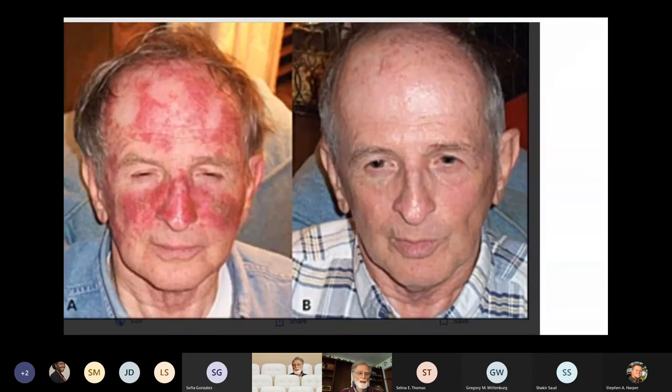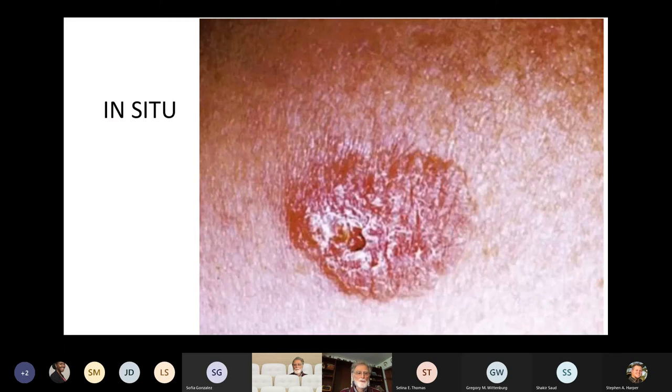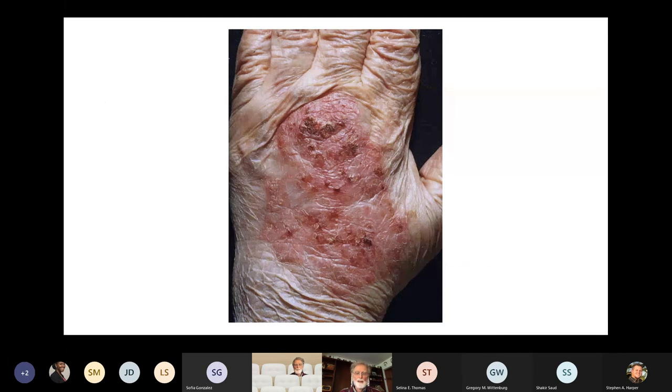Another case of somebody who went through 5-FU. In situ cancer can look impressive. And you do your biopsy and you think for sure, oh, this is going to be invasive. But it turns out to be just in situ, and you can use your 5-FU.